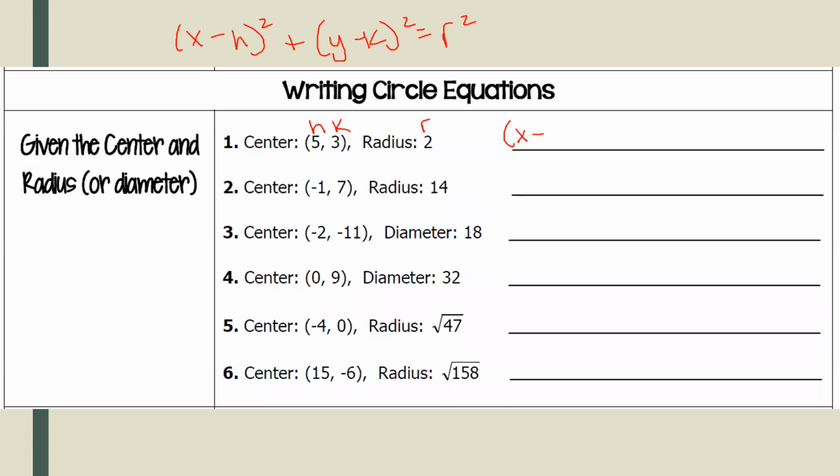x minus, okay, h is 5, squared, plus y minus, k is 3, squared, equals r squared. We're not going to write 2 squared. If r equals 2, then what's r squared? Well, r squared is 2 squared in this case, which is 4. So we're going to write equals 4. And you're done. That's it.